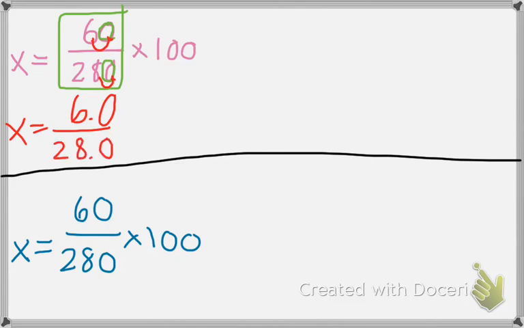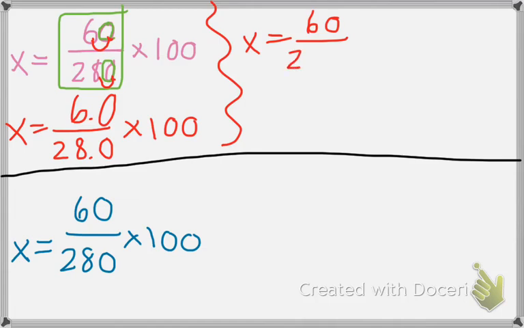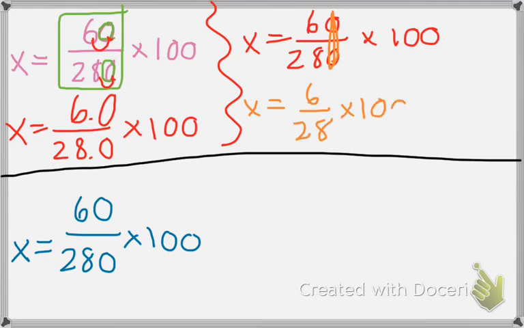28.0, right, times 100. So if you look, what you can do is, if you see that both numbers that you're dividing have a 0 at the end, you can just cross them out. They disappear. Look, x equals 6 over 28 times 100. That's basically the same thing that I have here, just in decimal form. So that's a little bit easier now. If you did 60 divided by 280 times 100, you would get the same exact answer, just like if we do 6 over 28 times 100.